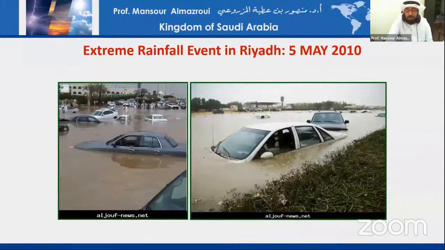And this is an example of Riyadh, where it was flooded in 2010 in the city of Riyadh. Definitely not all of Riyadh, because Riyadh is really very big. So this is one part of Riyadh, you can see.